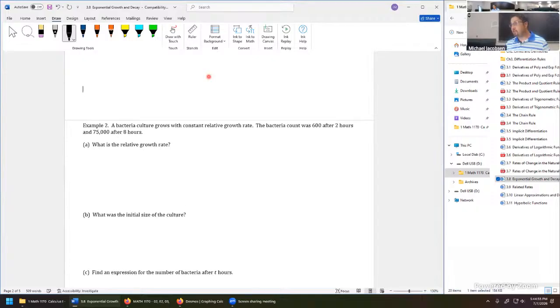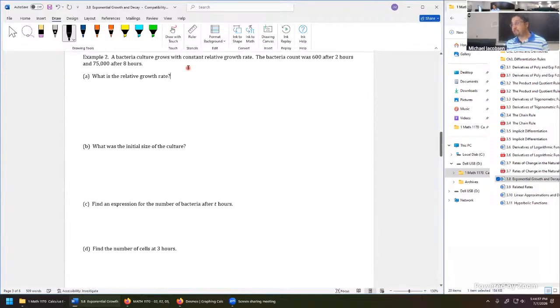So here's our kind of a typical generic example to get started with some of these ideas. We are told that a bacteria culture grows with a constant relative growth rate. All the information there is telling us that we have a model. We can say, because we're dealing with the population size, population at size t is going to be equal to the initial population, P at 0, times e to the power k times t.